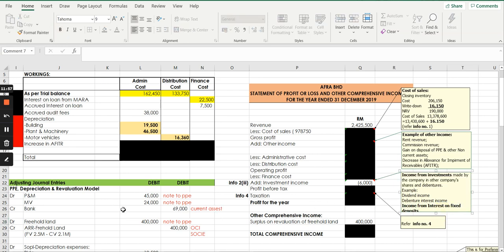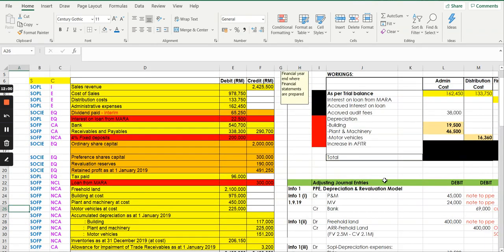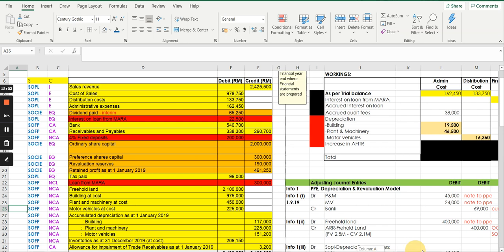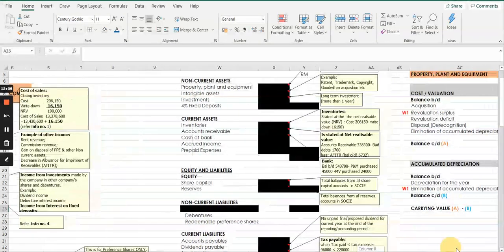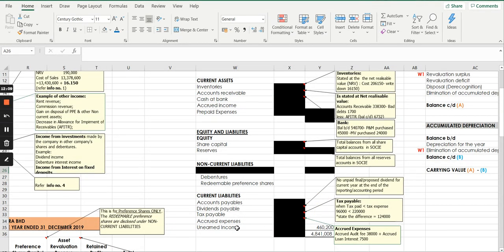Next, after you have done that, you will go and put that in the statement of financial position, the part that relates to the income. Our accrued income here is going to be accrued income. I put here accrued interest income.